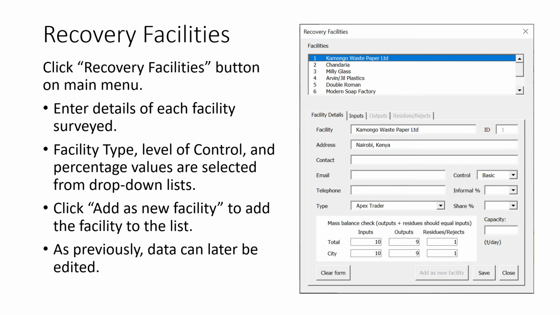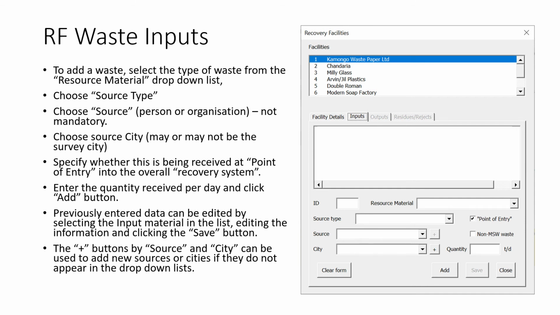With selected facilities, we can enter details about waste inputs to each on the Inputs tab. To add an input, select the resource material type from the drop-down list, choose the source type. You may choose or create a source if you wish. You must choose the city from which the input is being received. It may or may not be the survey city. Cities can be added if not listed by clicking on the plus button next to the drop-down box. Enter the daily quantity received and specify whether this input is at the point of entry to the overall recovery system.